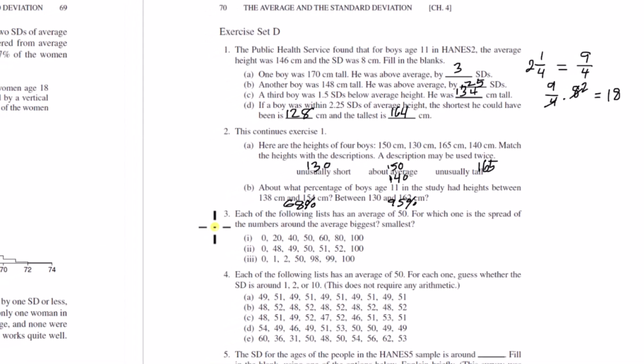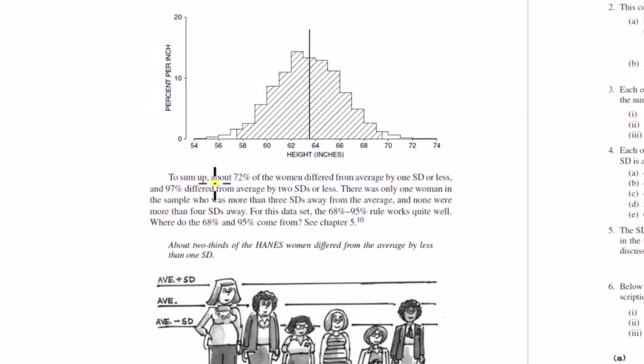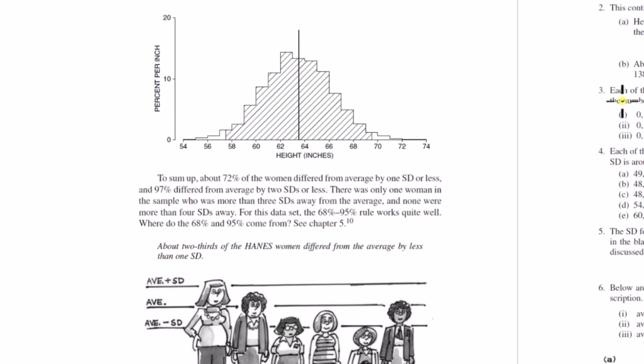Like we saw when we went through this section, they made these assumptions and then they actually calculated the real numbers for heights of women, I think. 72% were within 1 standard deviation, 97% were within 2. So right, that general rule is a good assumption you can use.